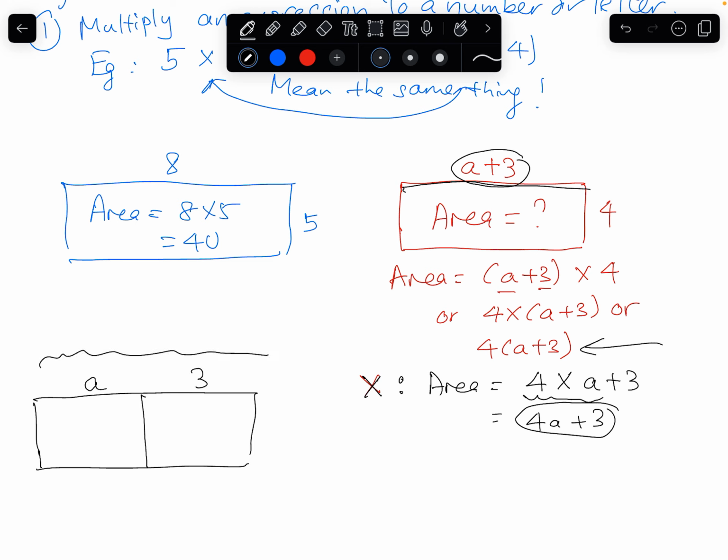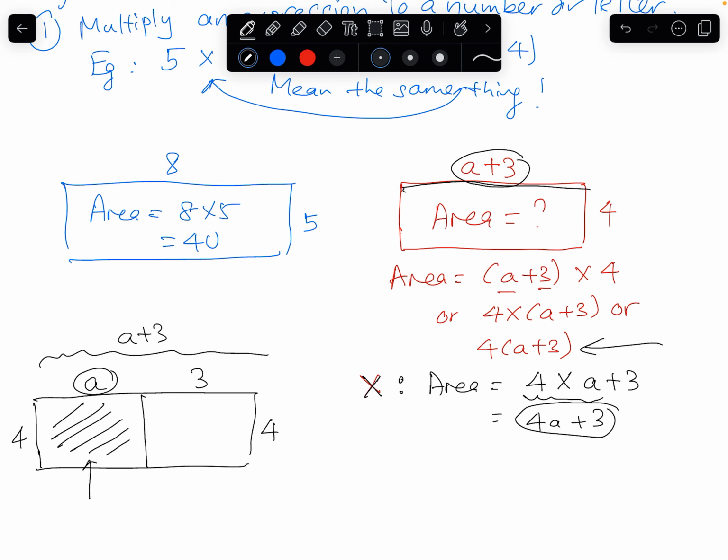Because when I add both of these up, it's going to give me a plus 3. Now, I know the width of the rectangle, or the breadth, is going to be 4. Okay? So which means, if I want to find this area, I know this would be 4 as well. Now, let's look at the first part of this rectangle. What is the area of this rectangle?